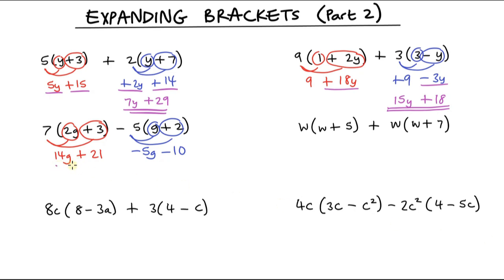So we've got 14g minus 5g. Well, that's going to be 9g. And then we've got 21 minus 10 is plus 11. So it's 9g plus 11.